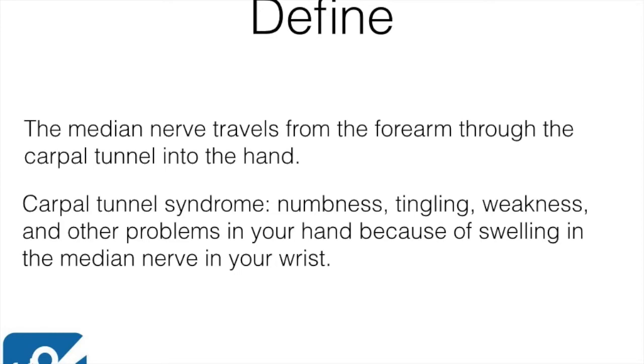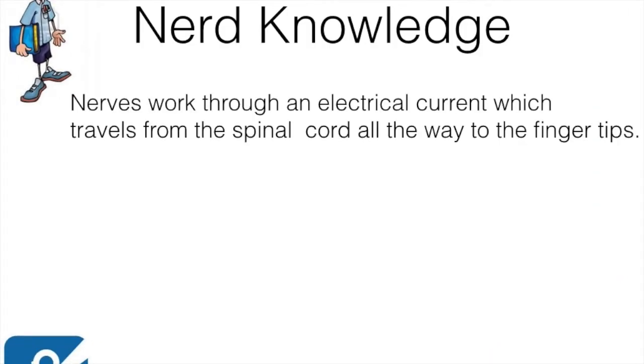Now a little nerd knowledge. Nerves are important for passing messages from the spinal cord down into the muscles, telling them what to do and how to contract. They also conduct information from the skin and fingertips back to the spinal cord, so we know if we're touching something hot or cold, sharp or dull, or one or 2 points.